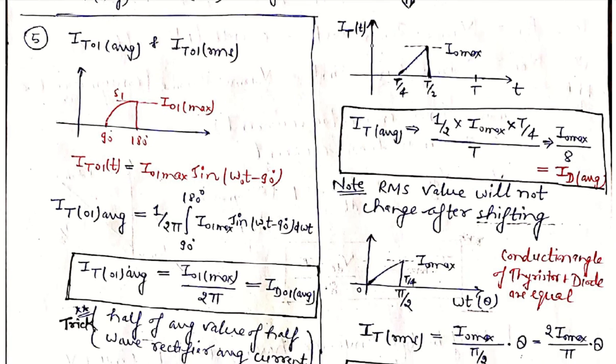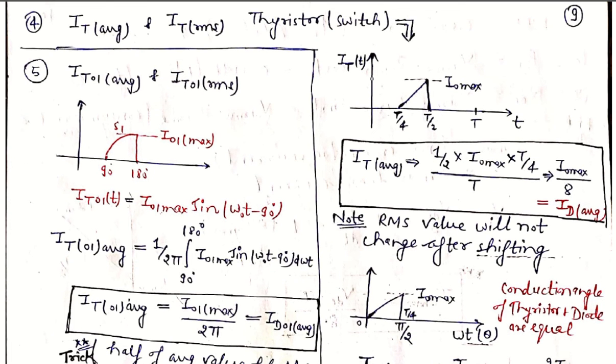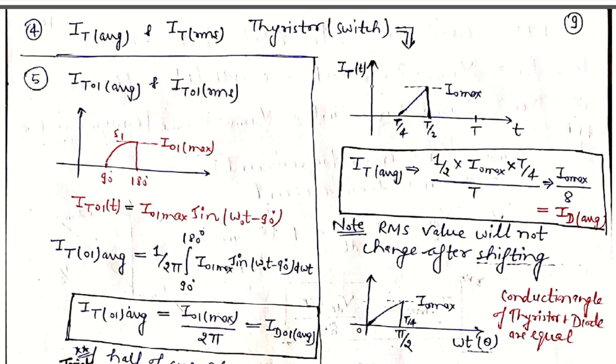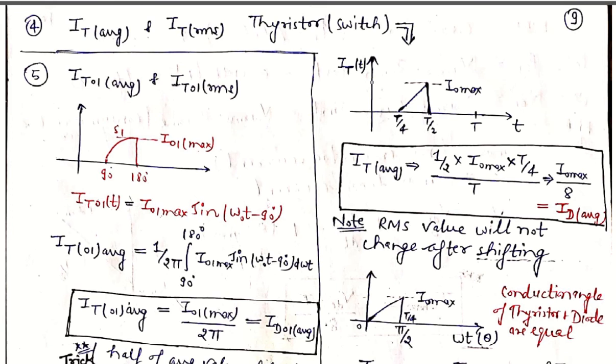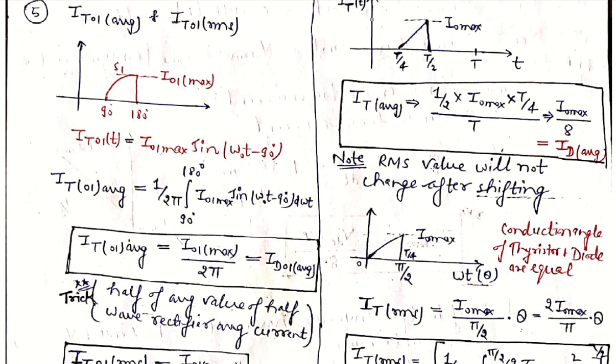And now we will find the RMS value of this thyristor current waveform. How can we find the RMS value of this total switch current waveform? As we all know, by the shifting property, the RMS value will not change. So we will shift this waveform from T by 4 to 0. If we shift from T by 4 to 0, then it will be drawn from 0 to T by 4 like this.